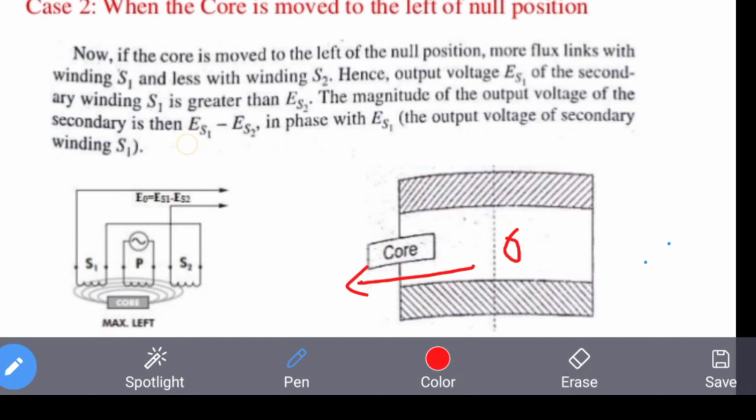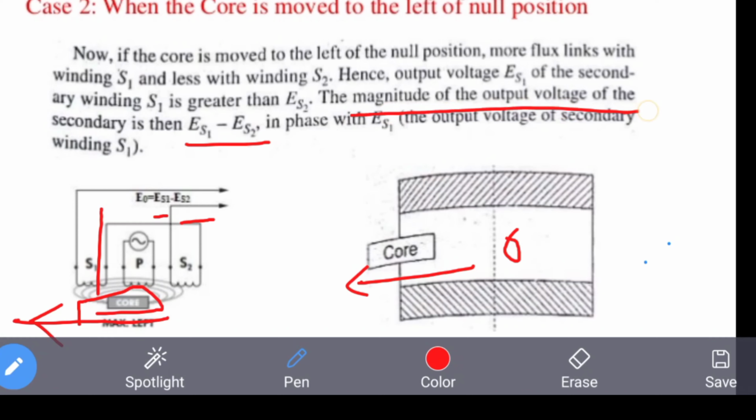When the core is moved to the left of the null position, the two induced EMF voltages ES1 and ES2 will change because of the core. The core is moved like this. Then the secondary winding induced EMF will be more. Hence, ES1 minus ES2 will change. The magnitude of output voltage of the secondary winding is ES1 minus ES2, in phase with ES1. ES1 is the output of the secondary winding.